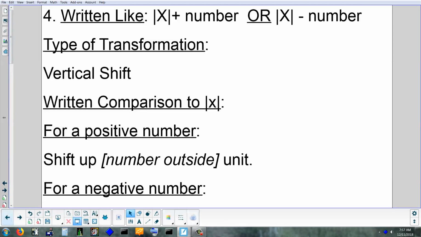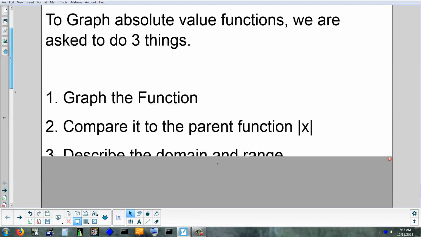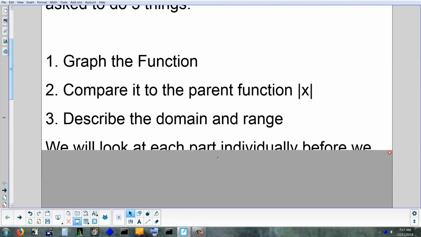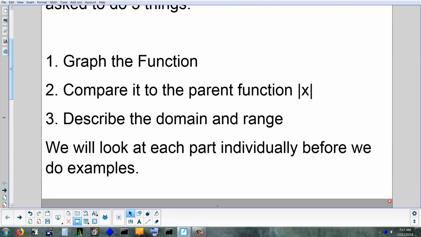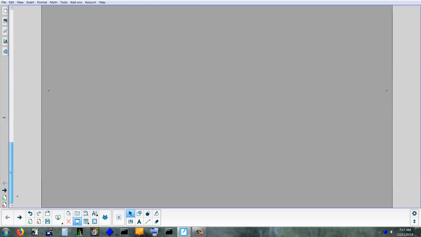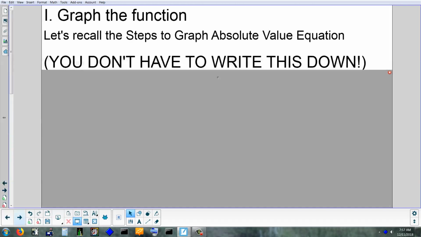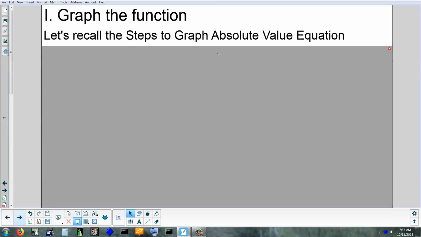So let's go back and look at those three things again. So those are the three things they ask you to do. Graph it, compare it, and then describe the domain and range. Okay, we're going to look at each part individually before we do any examples. All right, so first thing you have to do is graph it.